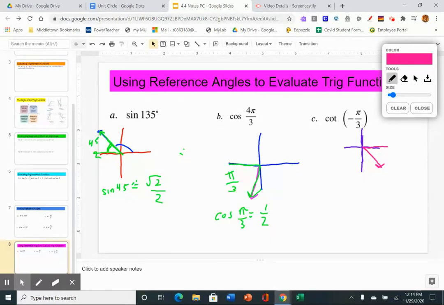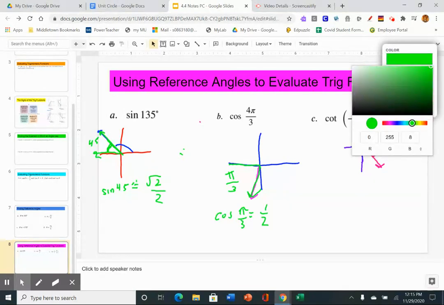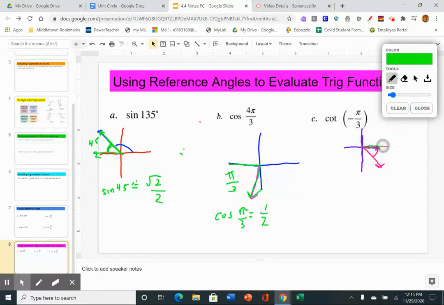Then I need to figure out the reference angle. The reference angle is exactly what we went. So we went negative pi over 3, and the reference angle is just back pi over 3. I'm going to highlight that in green. So the reference angle ends up being pi over 3, and we just have to take the cotangent of pi over 3. Remember, cotangent is x over y.